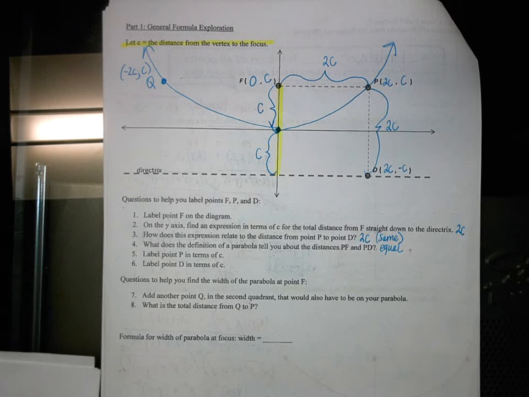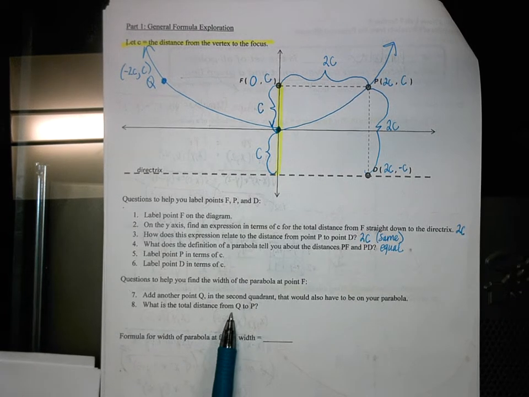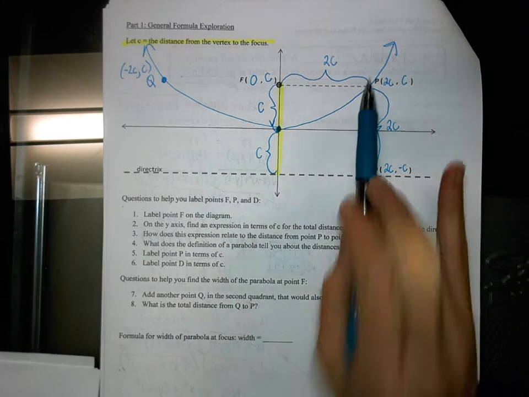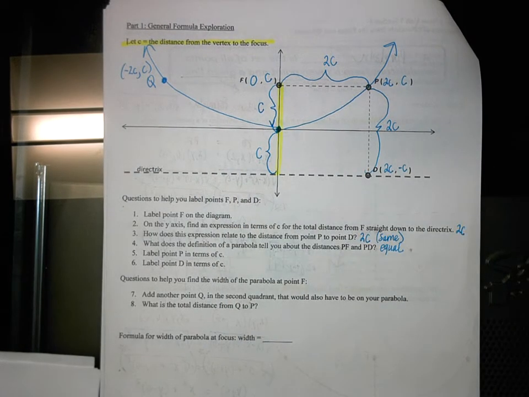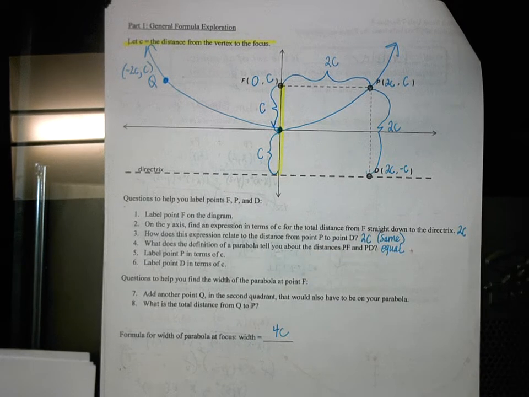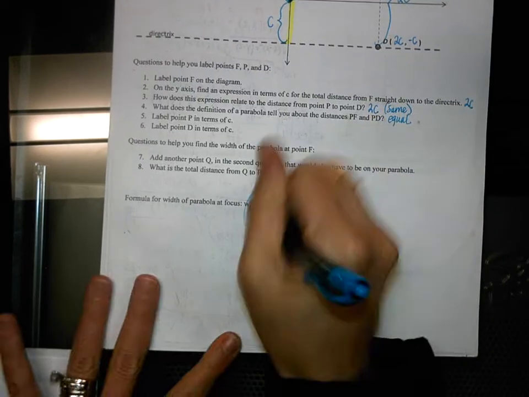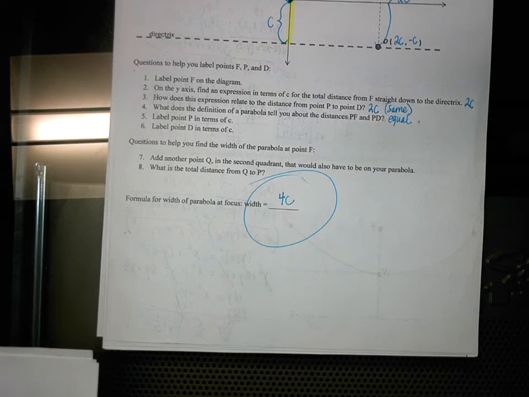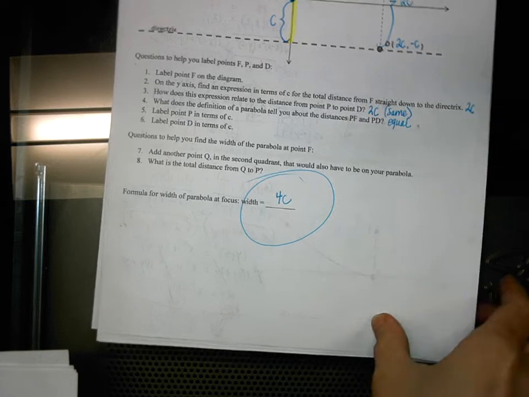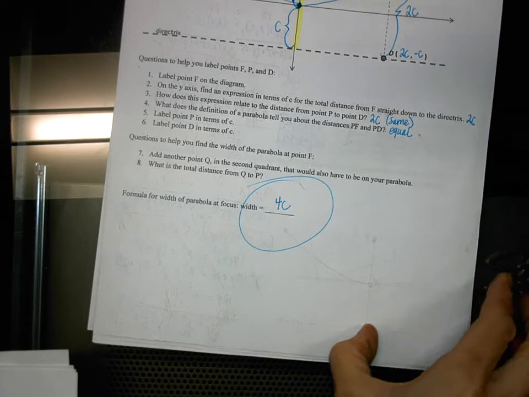Next question. What is the total distance from Q to P? So from Q all the way to P, what is that total distance? 4C. Well done. This is going to come into our formula when we finish this up here in a minute. Okay, so we're going to turn the page. You ready? Okay.